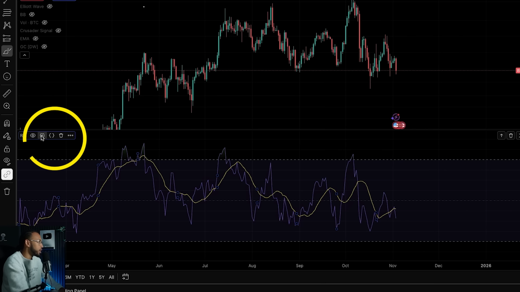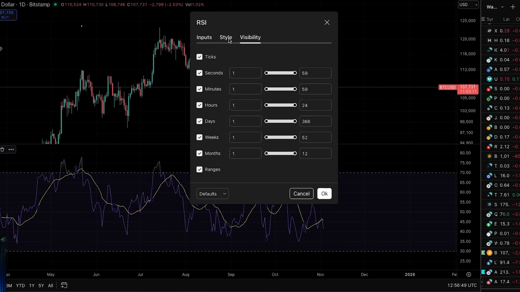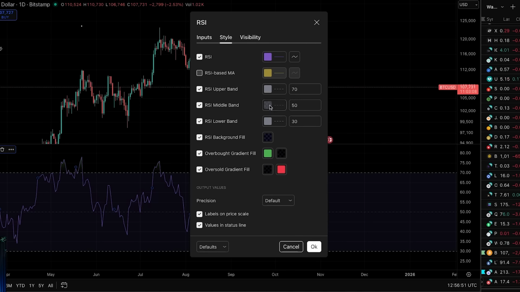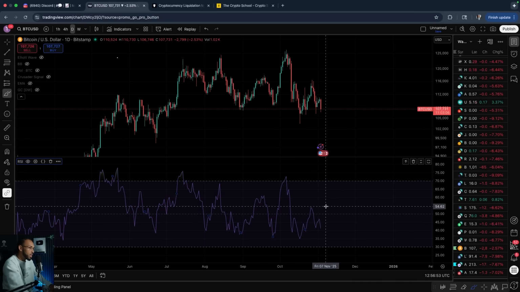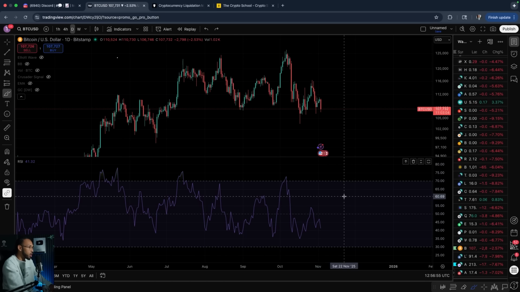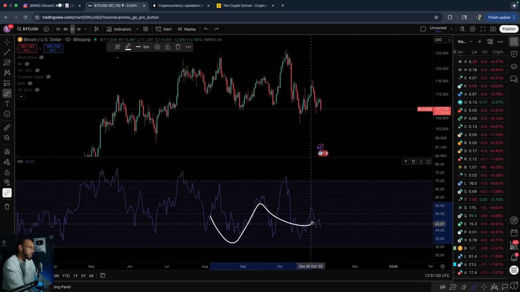Look, let's just actually go ahead and do this. We're going to go to settings. We're going to go to style, and we're going to just turn that yellow line off. We don't even need that for now, okay? And what we're going to look at is just the core of the RSI, which is, again, this box, the y-axis, and the x-axis, and this purple line.